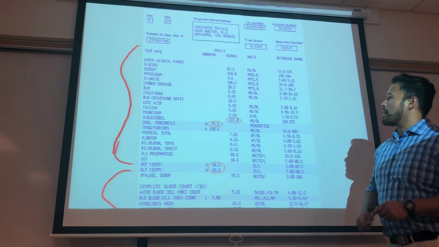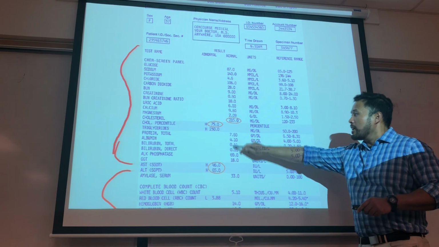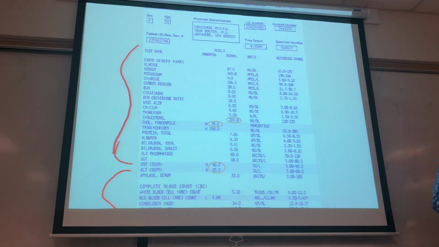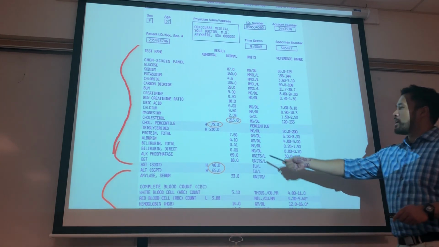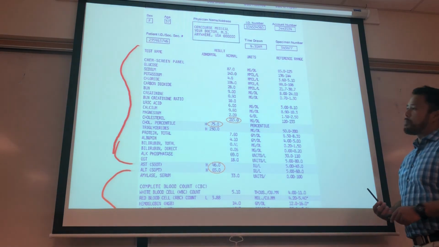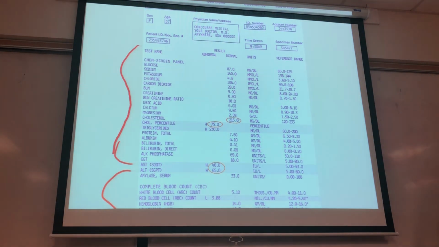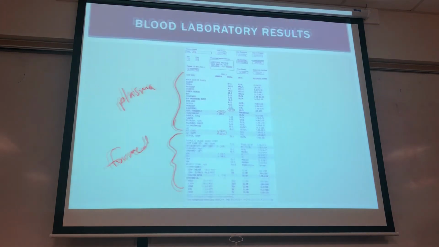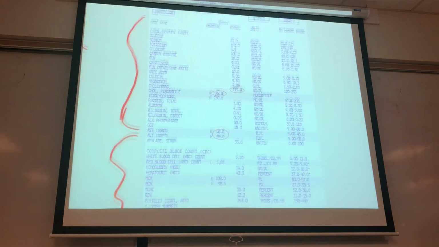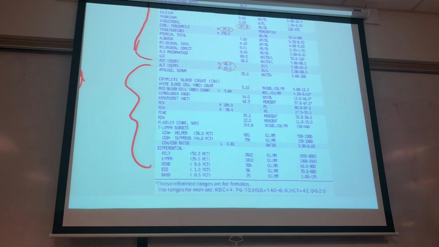Here they can look at the metabolic panel. They can look at the proteins that are present in blood. Do we have enough albumin, bilirubin, which is a byproduct from the breakdown of our red blood cells, and so forth. Very bottom, we'll show you our formed counts.